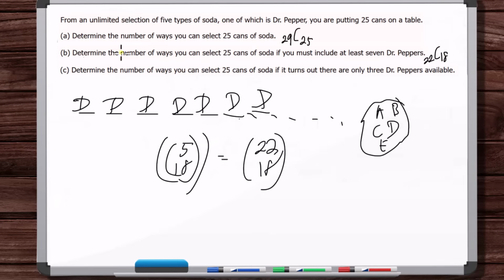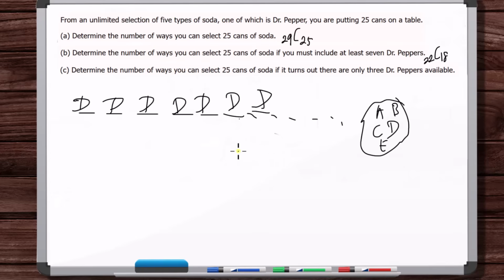Okay, now the last problem says determine the number of ways you can select 25 cans of soda if it turns out there's only 3 Dr. Peppers available. So it's not a true combinations with repetitions problem, because you can't choose an unlimited number of Dr. Peppers. Okay, so here's an example where if you're scratching your head, not sure what to do, then it's either an overlapping outcomes or it's like an OR problem. You got to break it down into different scenarios. And that's what this is.